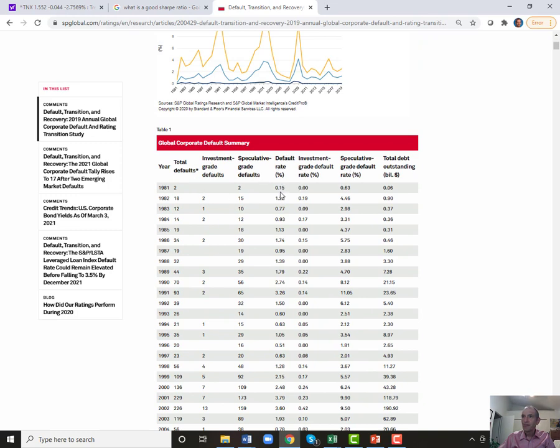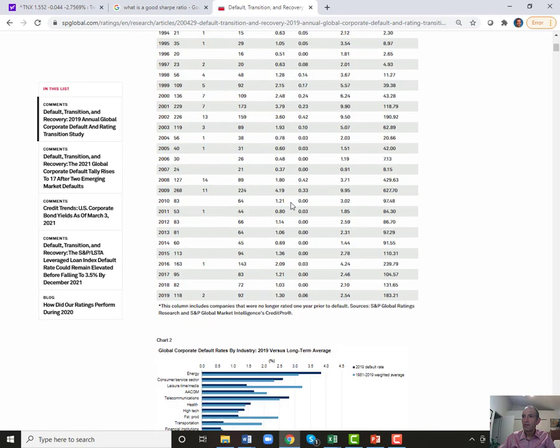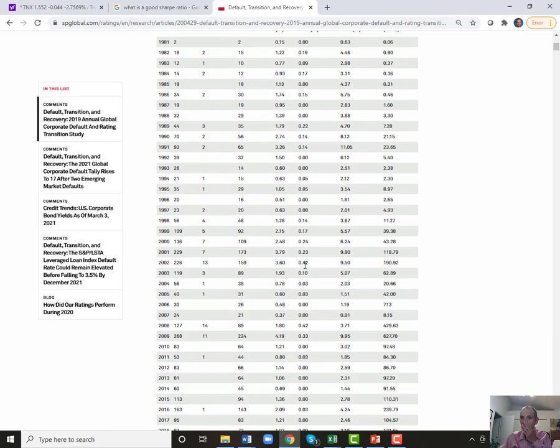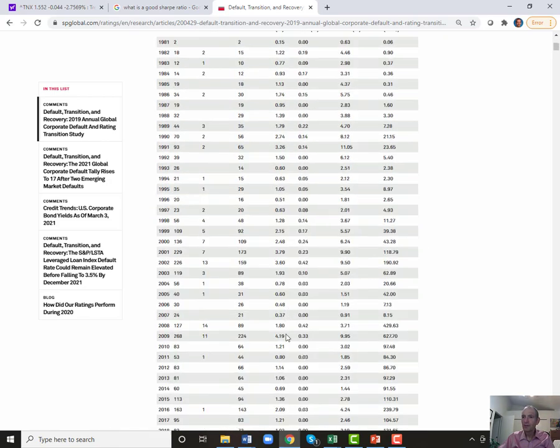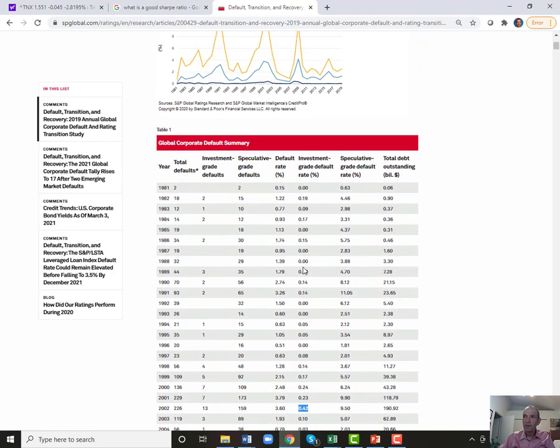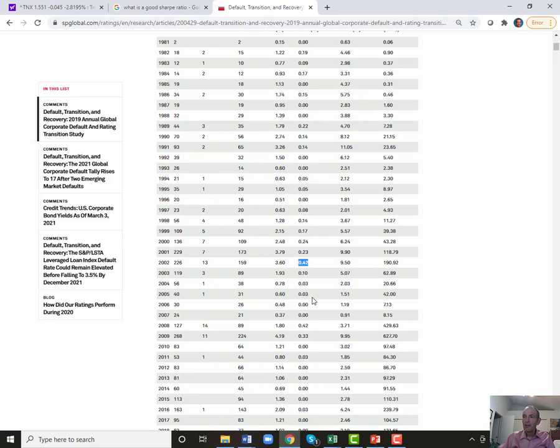default rates for investment grade, non-investment grade. The worst investment grade year, 2009, 2008 were pretty bad for the investment grade because you did see firms like Lehman and AIG go under. If you think back to the Enron, that was a huge one back in 2002. I think Enron was AA when their crisis hit.